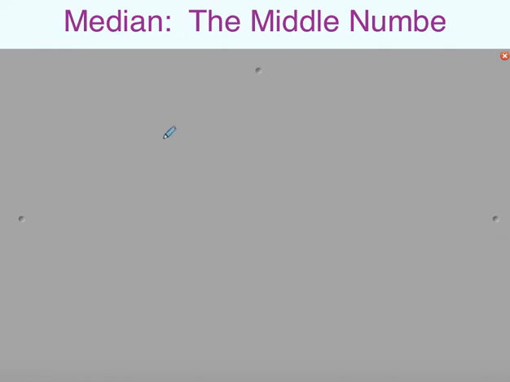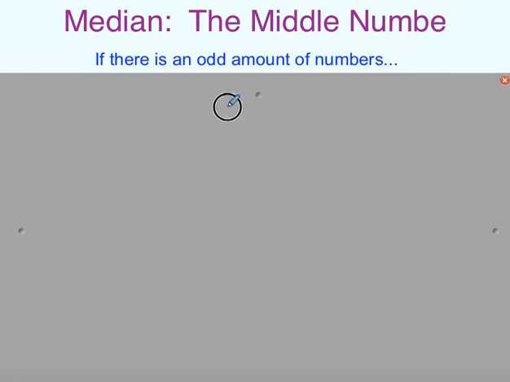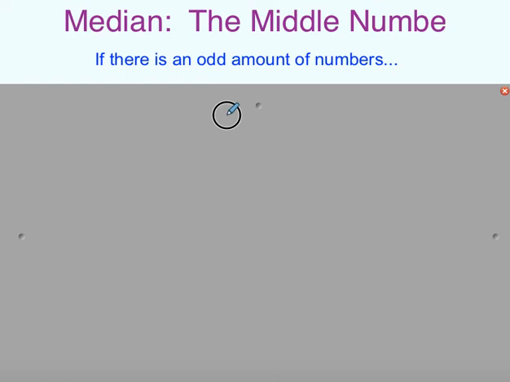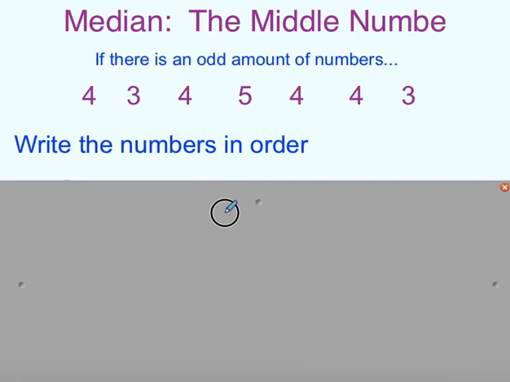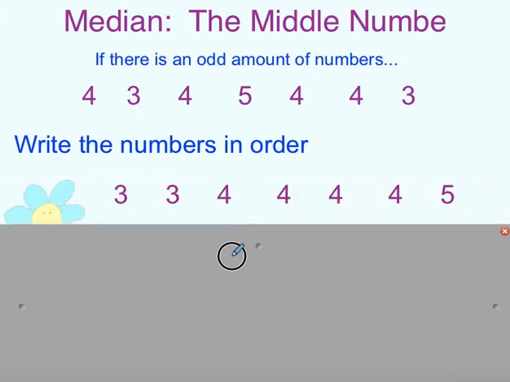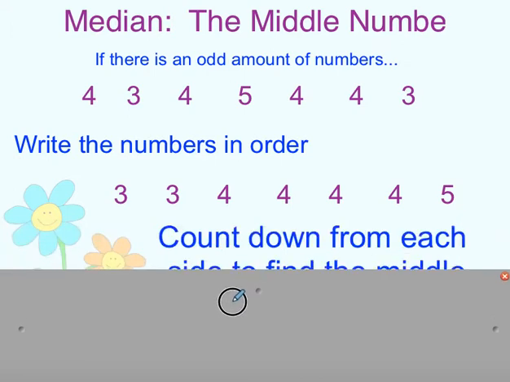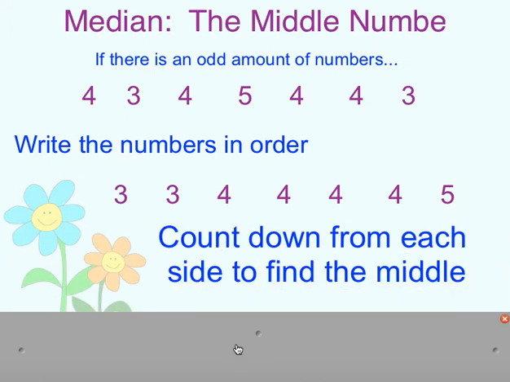Median, on the other hand, we could have two different situations happen. Median means that we have the middle number. If we have an odd amount of numbers, it actually makes it a little easier because we write the numbers in order, so 3, 3, 4, 4, 4, 4, 5, and we count down from each side to find the middle. I'm going to take one from the end, one from the other end, all the way in until I have one number left, 4. With an odd number, we will always get one number in the middle.